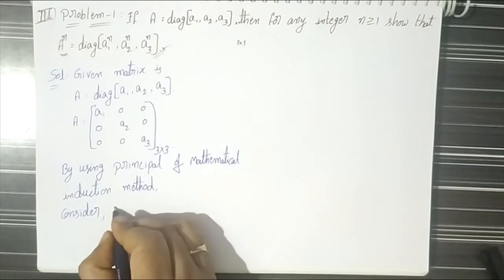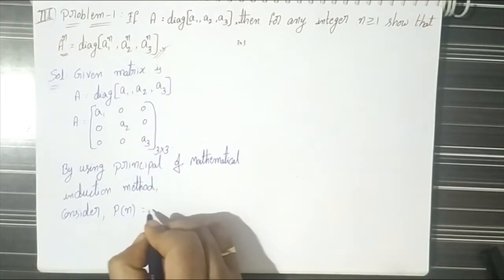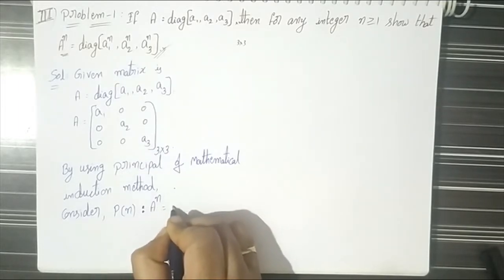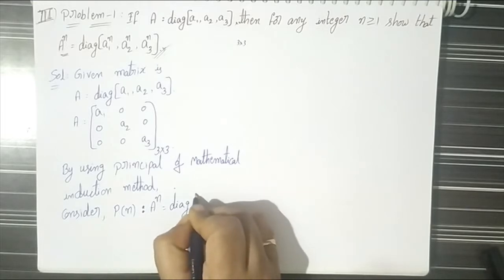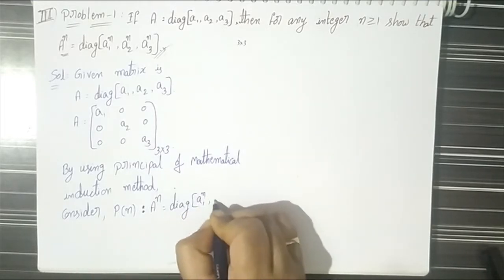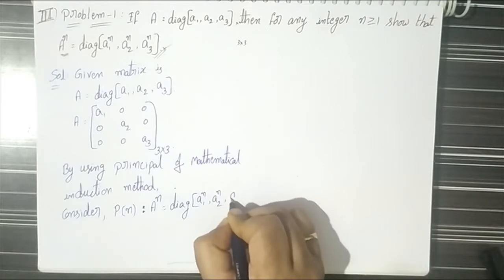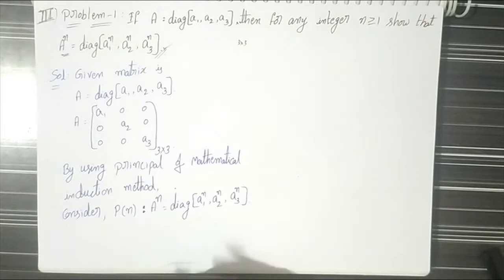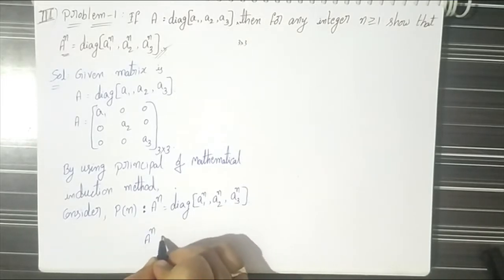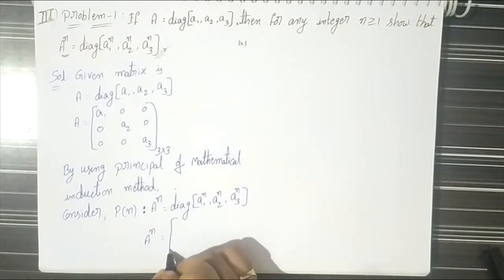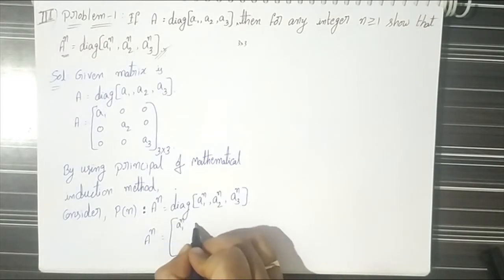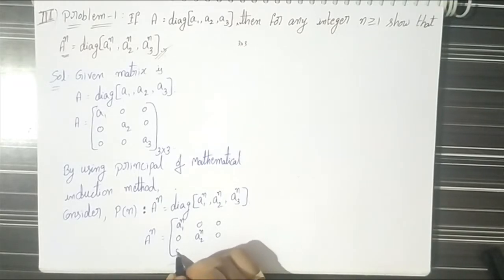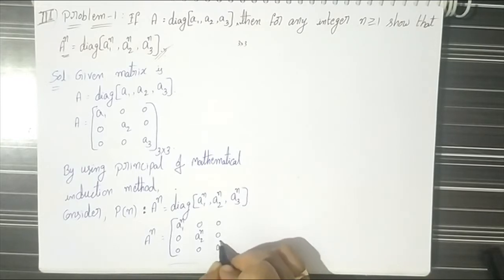For that, let us consider P of n such that A power n equal to diagonal of a1 power n, a2 power n, a3 power n. That means A power n is equal to the matrix a1 power n 0 0, 0 a2 power n 0, 0 0 a3 power n.